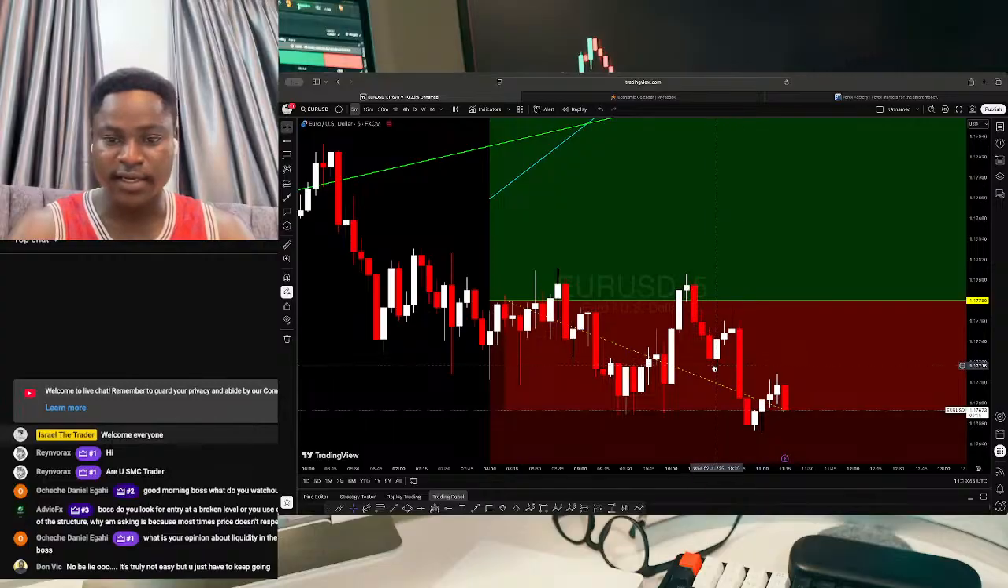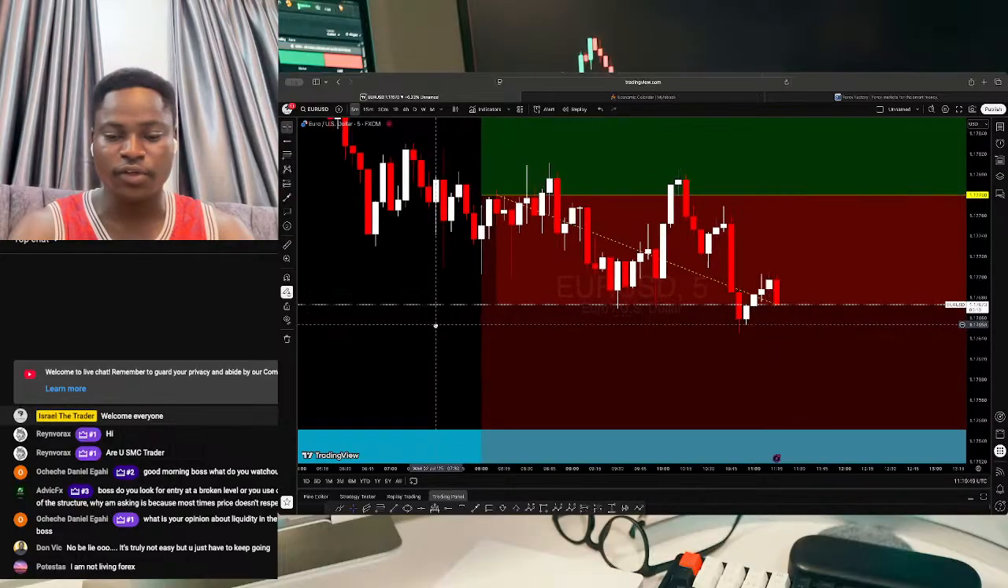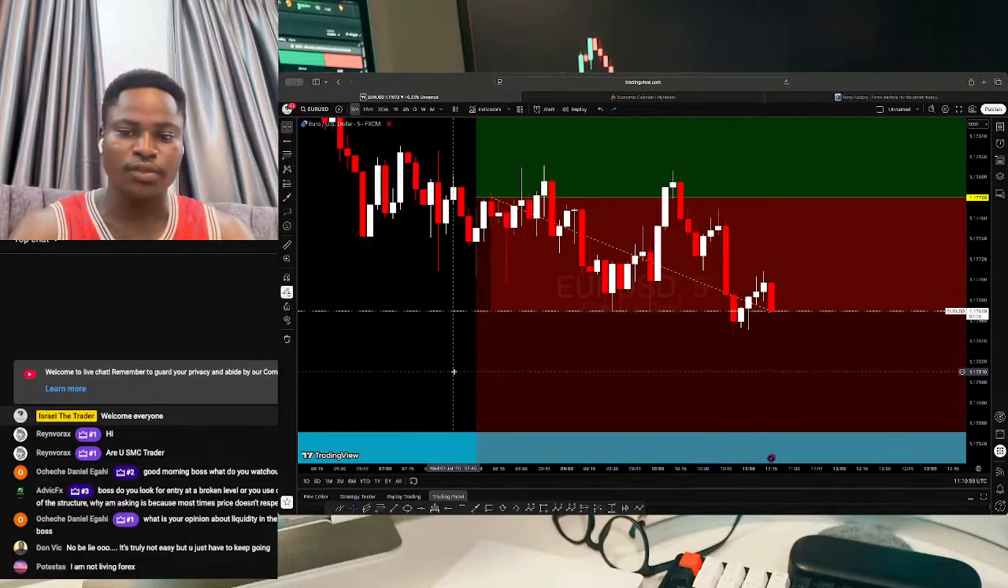So like I said earlier, at this structure, the market is trying to push down to the downside, which is not going to be a good sign for us. It's not going to be a good sign for us. So let's see when it closes below this and continues to go down.